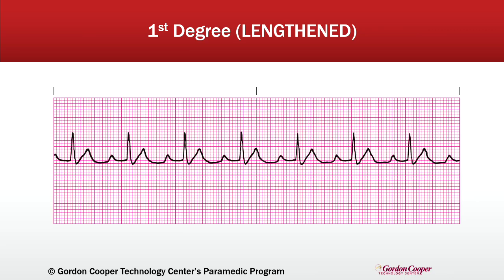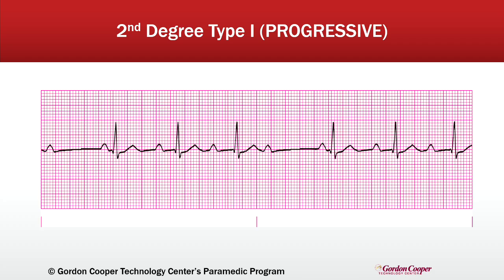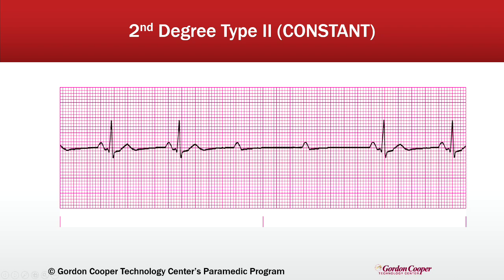Now, this isn't in your book, it's just something I put together, but this is kind of a cheat sheet, almost a cheat code for blocks. The word in parentheses and all caps is the PRI, the PR interval. Remember, first degree just has a lengthened PR interval. That's how to quickly discern the difference between a first degree heart block and something else. When we look at type 1, remember that it's progressive. And then type 2 is constant.